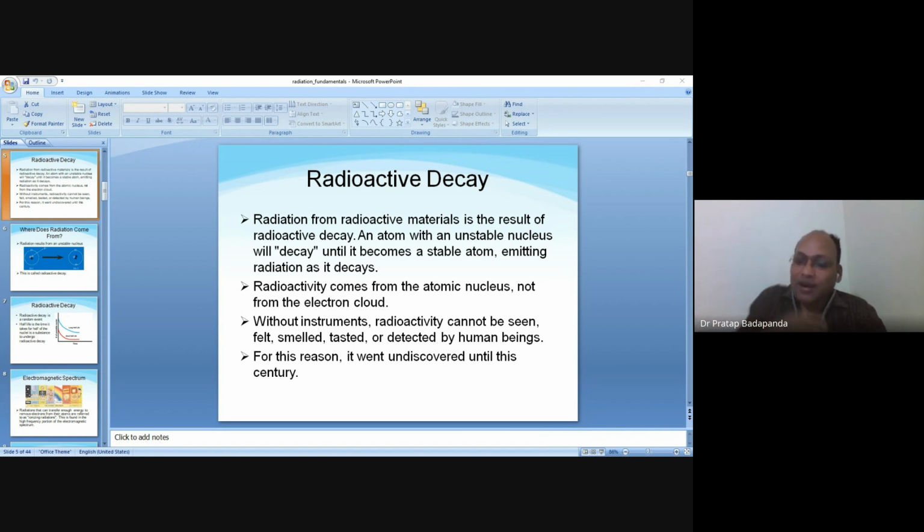So that cannot tolerate that kind of radiation. Radiation is a different kind of behavior, so that's why you should be careful. That decay means the radiation.